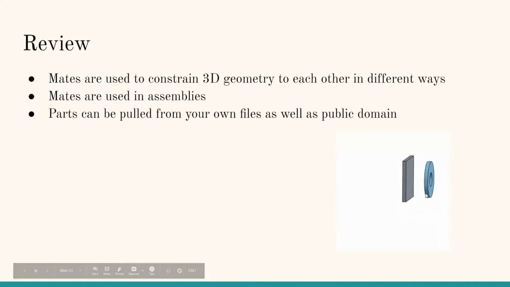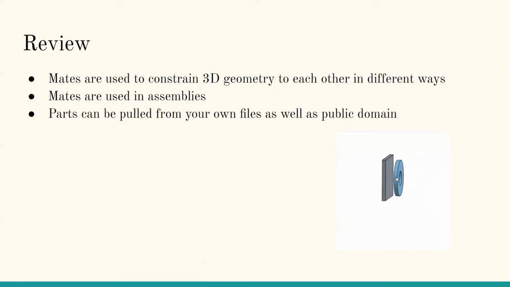Okay, so in our last lesson, we covered assemblies as well as what mates are. For review, mates are used to constrain 3D geometry to each other in different ways, meaning that you pull 2 parts into an assembly and then make them connect or interact in different ways. For example, the fasten mate to make them have no movement between each other, or the revolute mate to make one piece revolve and only revolve around another piece. We also learned that you can import these parts from your own files, from your own documents, as well as from the public domain.